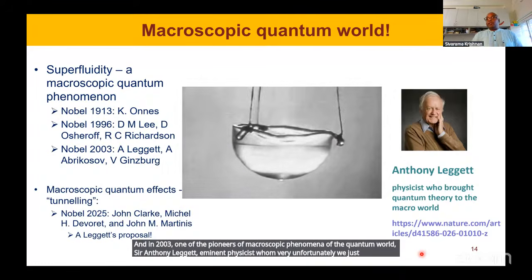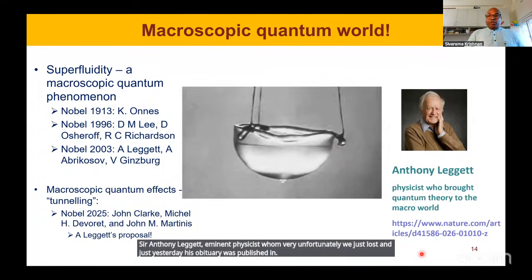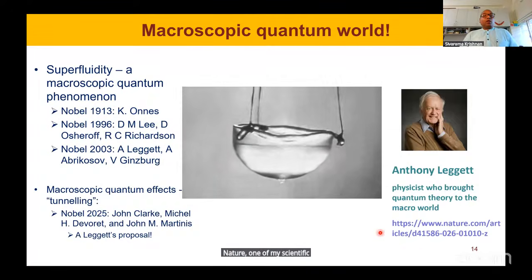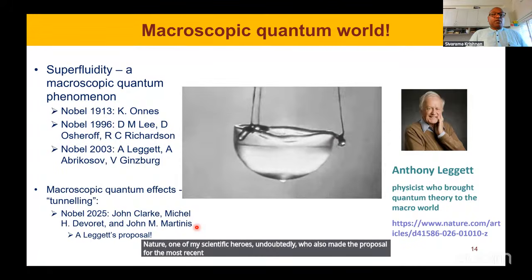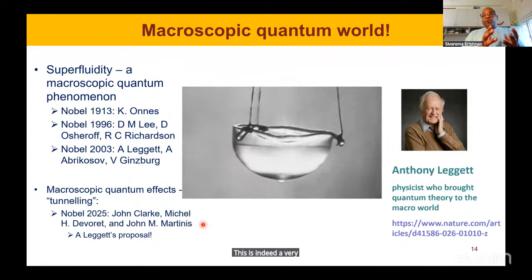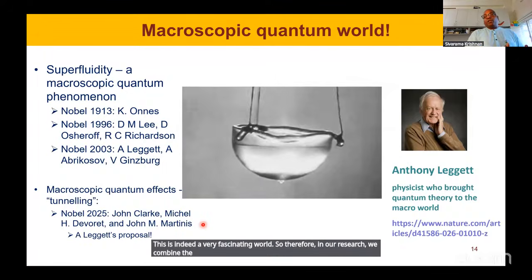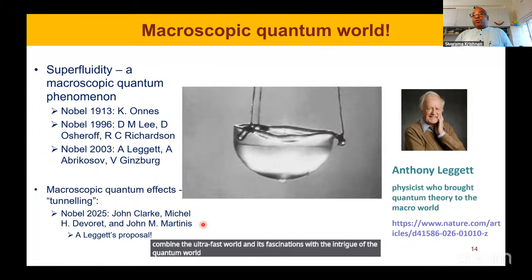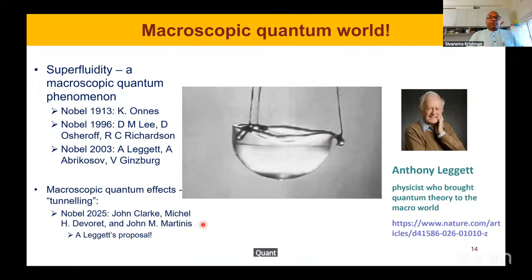And just yesterday, his obituary was published in Nature, one of my scientific heroes, undoubtedly, who also made the proposal for the most recent Physics Nobel Prize given in 2025 to Clarke, Devoret, and Martinis for macroscopic quantum tunneling phenomena. This is indeed a very fascinating world. So therefore, in our research, we combine the ultrafast world and its fascinations with the intrigue of the quantum world and even the macroscopic quantum world. So it is indeed a study of ultrafast quantum phenomena.